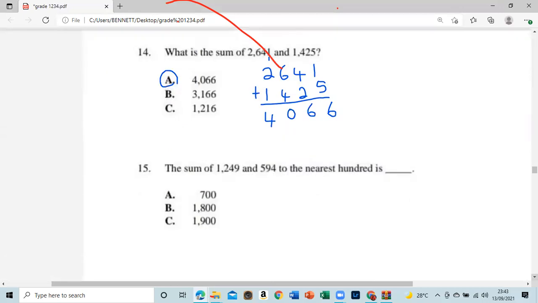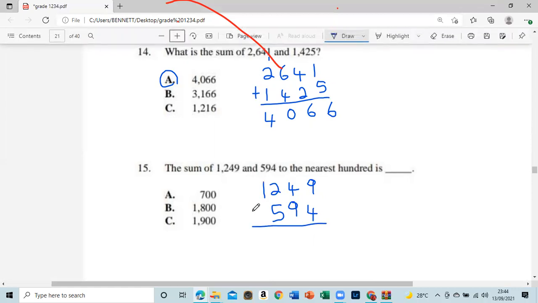Alright, the sum of 1249 and 594 to the nearest 100 is, this one is even more delicate. You have to do all of it. So write all of it, add it, find the total, and then see if it's nearer to 1800 or 1900. Alright, no need to rush it. I want you guys to do it and put that in the chat or leave it in the comment section.